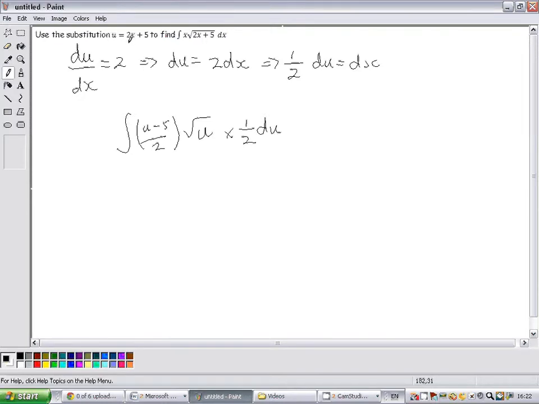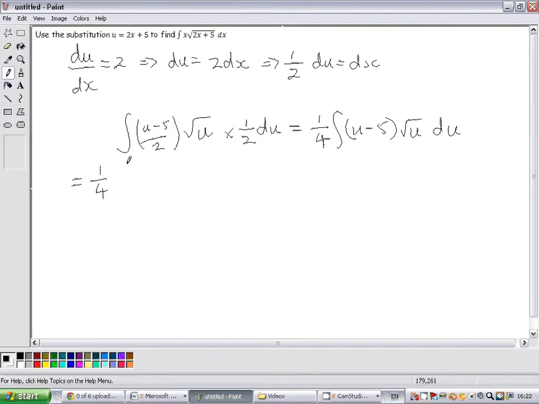So let's see what we've got. Well, we've got 2 halves here, so what I tend to do is I take that out as a fraction at the front, which makes it easier, so I've taken a quarter out. And then left inside the brackets, we've got u minus 5 and then the root u afterwards, du. Now that's just a polynomial. We can integrate that fairly easily. You might want to pause the video at this point and have a go.